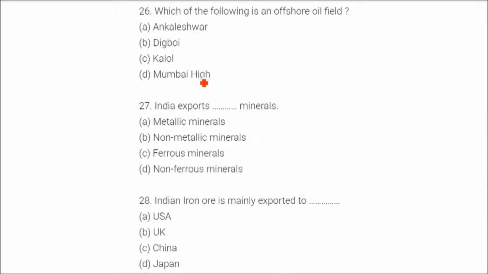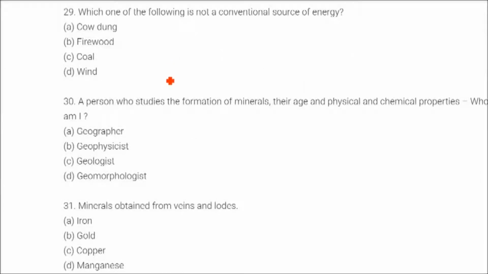Which of the following is an offshore oil field? The answer is Mumbai High. India exports dash minerals, and it is ferrous minerals. Indian iron ore is mainly exported to Japan. Actually, Japan and Korea. Japan is the leading one which we send.